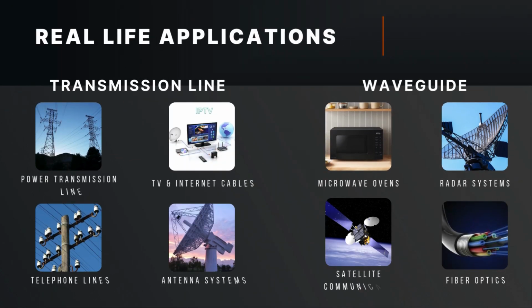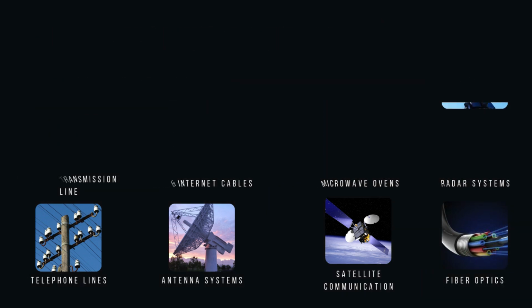Let's now look at how these concepts appear in the real world. Transmission lines are found in power transmission grids, internet and telephone cables, and communication lines across cities and buildings. Waveguides are used in microwave ovens for cooking, radar systems for aircraft and weather tracking, and satellite communication for global data links. These play a crucial role in the infrastructure of modern technology.